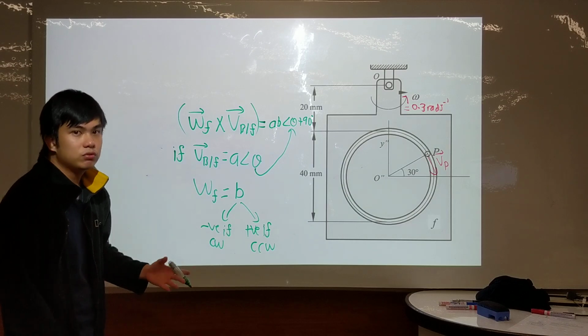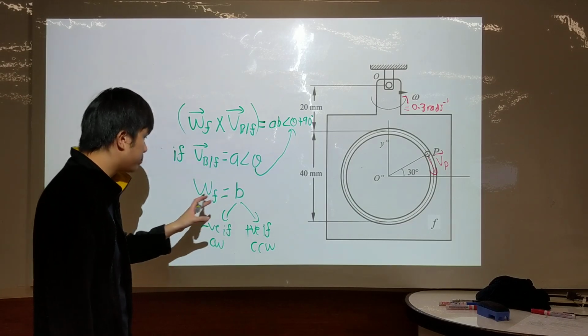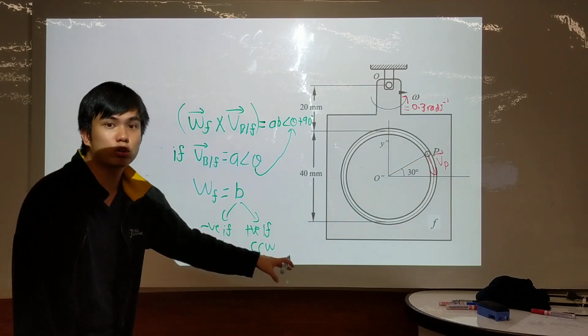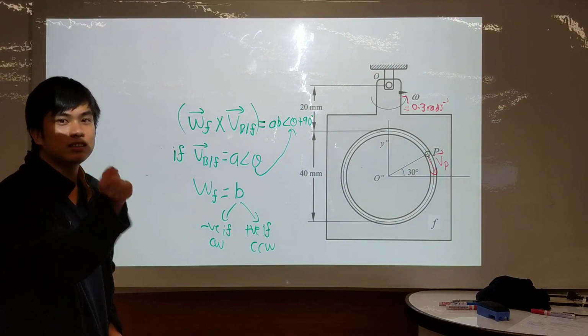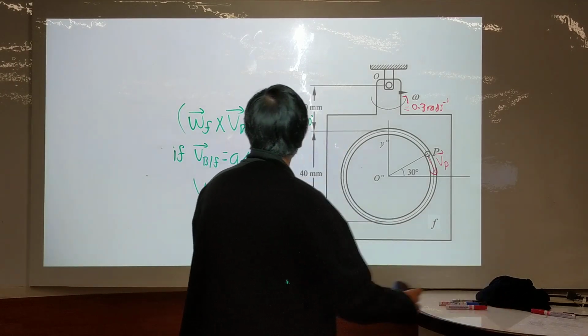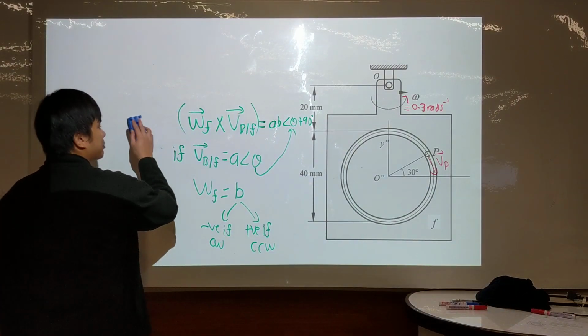Now, A can be negative, don't bother, just put negative here. B can be positive or negative, depending on whether it's clockwise or counterclockwise, just put it here. That's all, right? So that's what I was trying to emphasize in the previous question. I should have put it this way, much easier to explain.